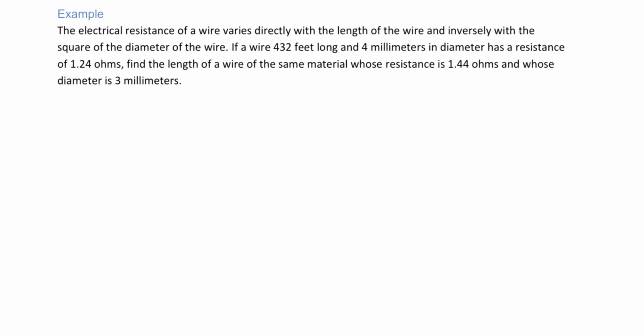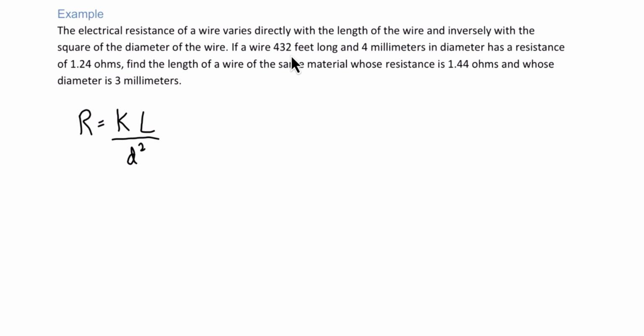We have electrical resistance. Let's call that R, and it's directly proportional to the length. So K times L. And notice it's also inversely proportional with the square of the diameter. So we're dividing by the diameter squared. Once you have initial setup, let's plug in some given information to find K.